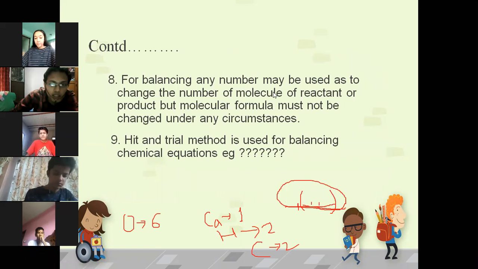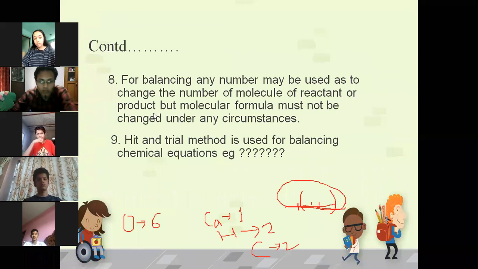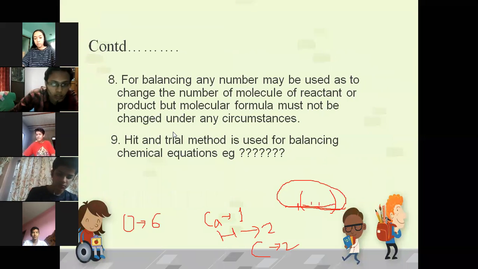For balancing, any number may be used to change the number of molecules of reactant or product, but the molecular formula must not be changed under any circumstances. So for balancing, the only thing we can do is change the number of molecules without changing the molecular formula.